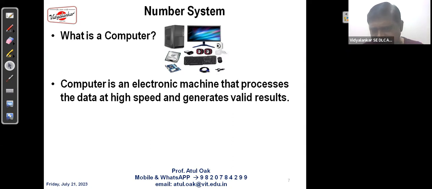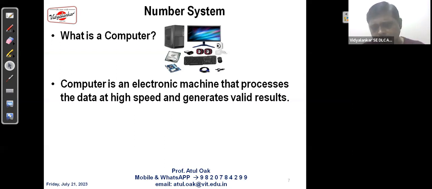Now, let's understand a little more. Why electronic? Because if you open your desktop or laptop also, you will find there are a lot of ICs inside. Okay, integrated circuit. So we say it's an electronic machine.